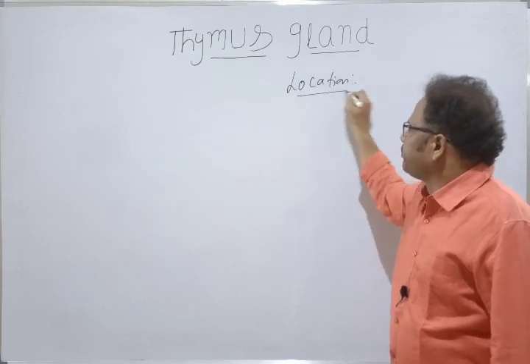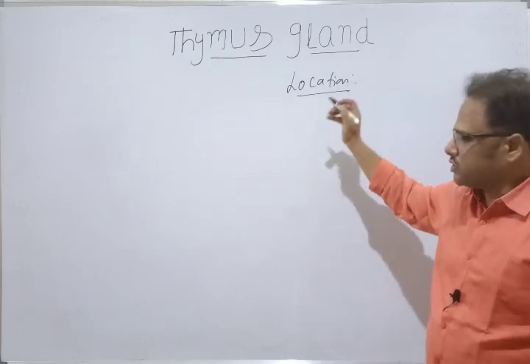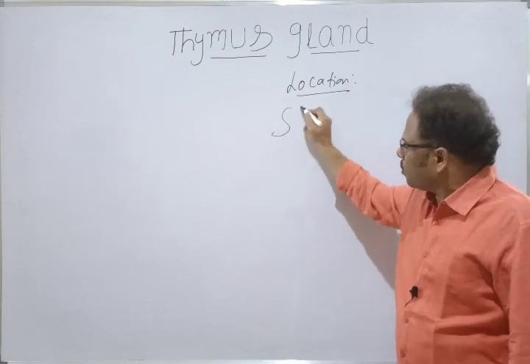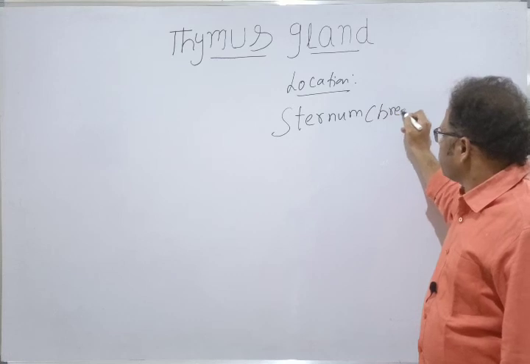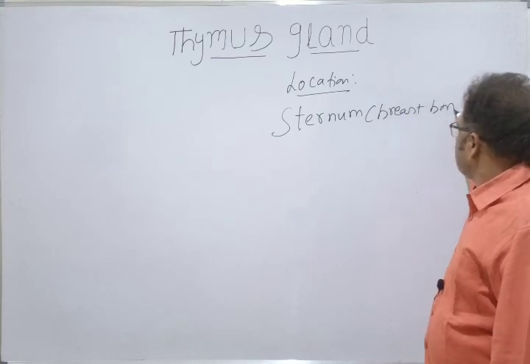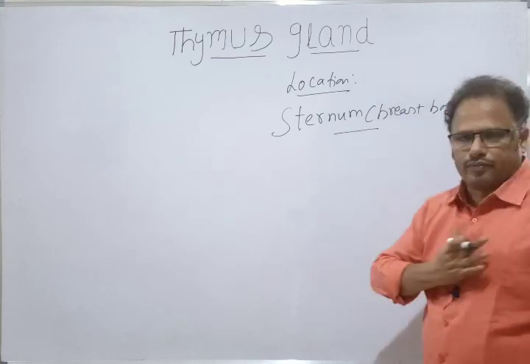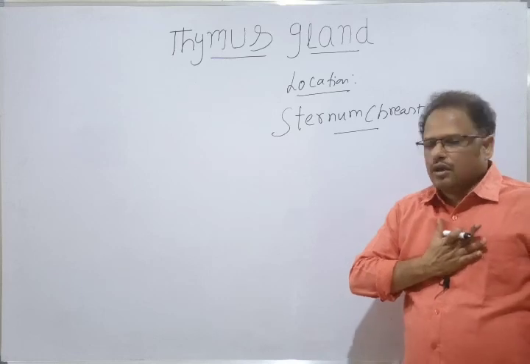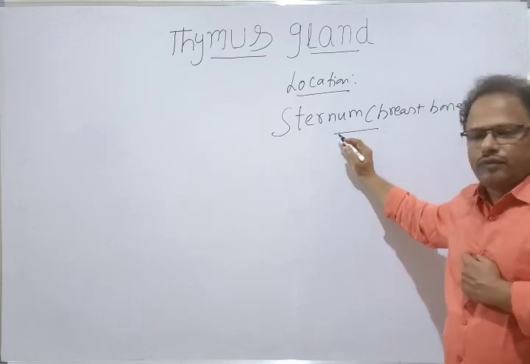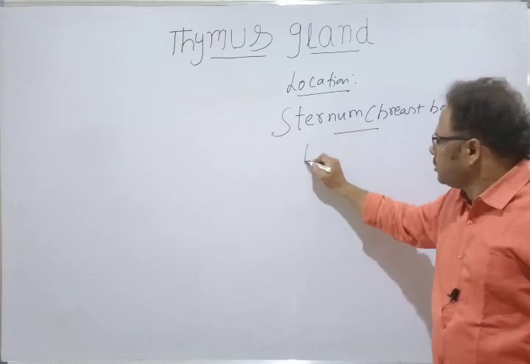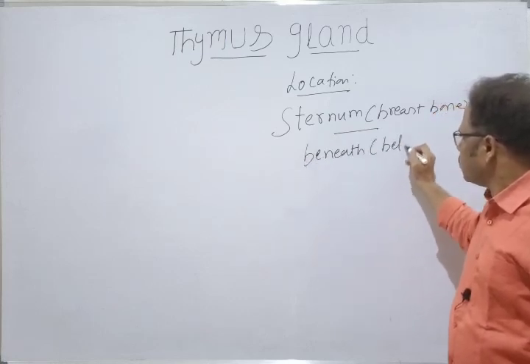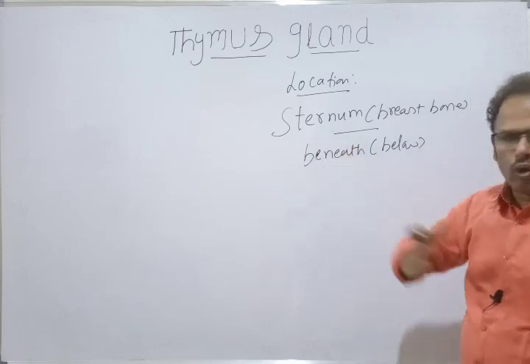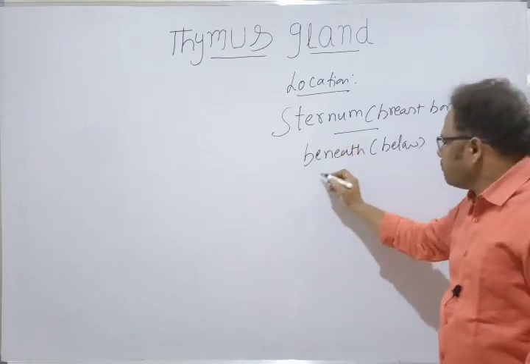Where is it located? First of all, let's discuss the sternum bone, called the breastbone. The breastbone is present in the chest cavity here, in this region, in front of the heart. Beneath means below. Beneath the sternum bone there is the mediastinum.